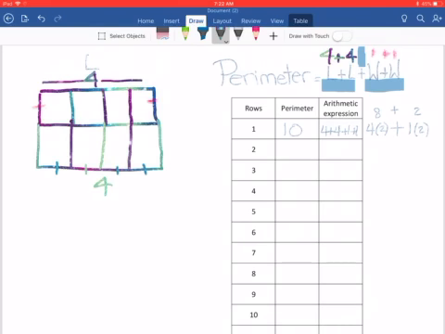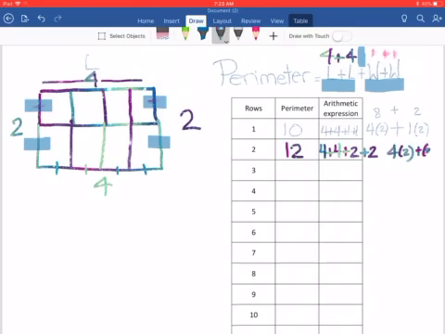But this time my width is going to change. Instead of having only 1, I have 2. So I have 2 on the right and 2 on the left. So now my width is 2 wide. Okay, so I need to add them up. 4 plus 4 is 8, plus 2 is 10, plus 2 more is 12. And my new expression is 4 plus 4 plus 2 plus 2, or 4 times 2 plus 2 times 2.